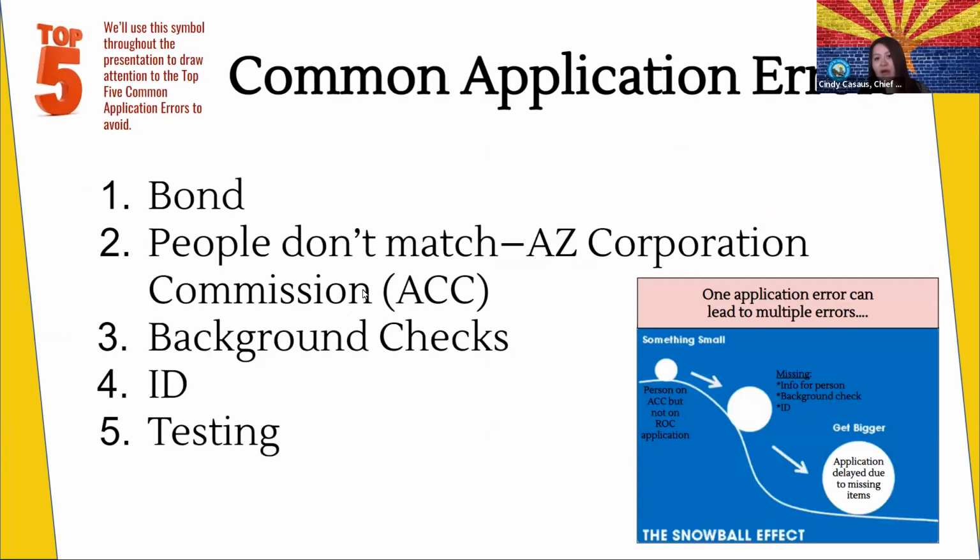So when we talk about common application errors, we have identified 5 that applicants struggle with. And so we pay extra special attention to these throughout the seminar and beyond. So the first is bond. Second is the Arizona Corporation Commission. The folks listed on the ACC records do not match who is on the application. Third is background checks. Fourth, identification, and last is testing.